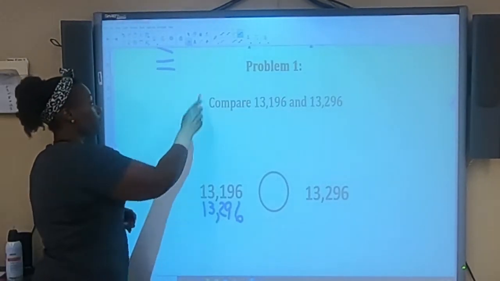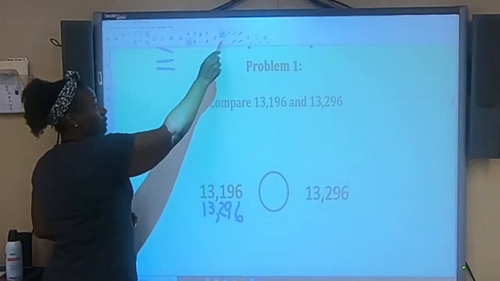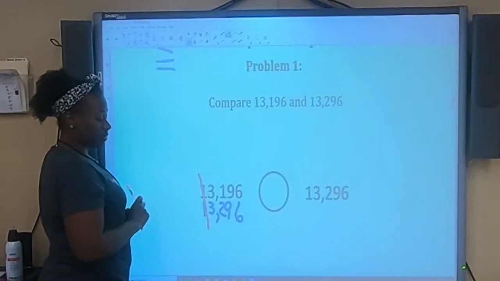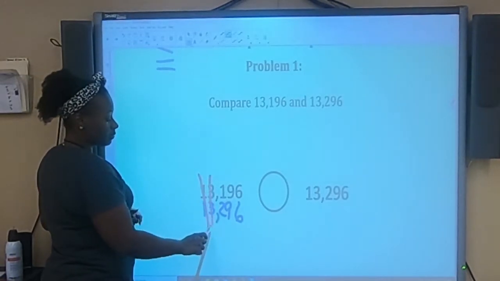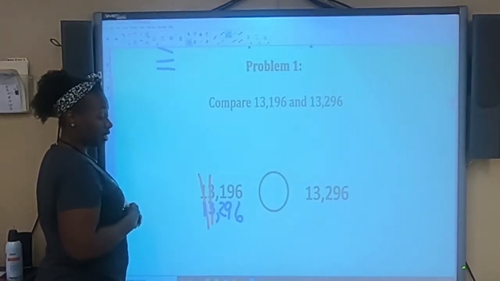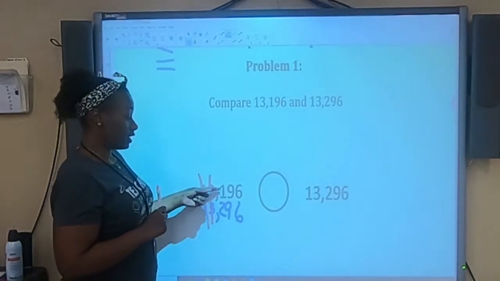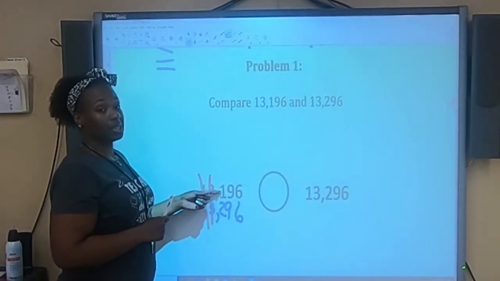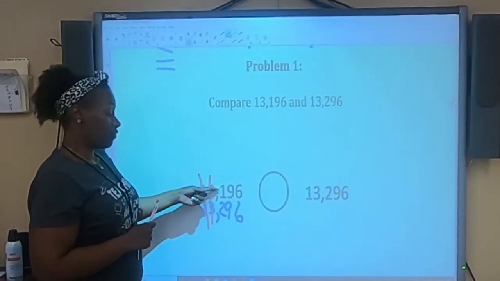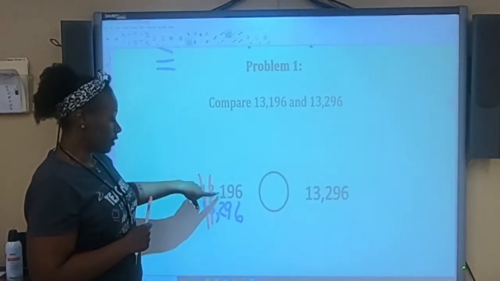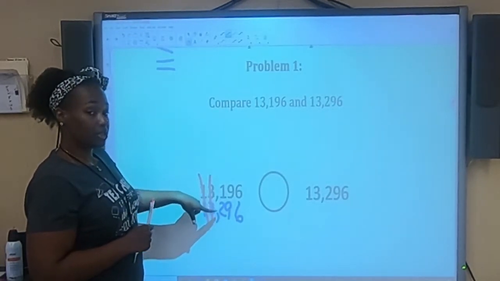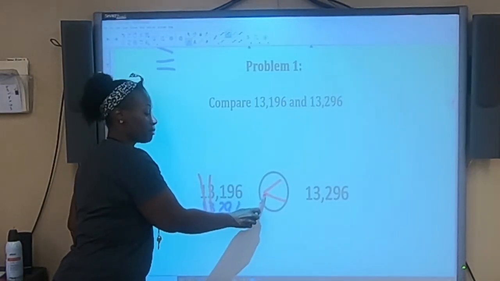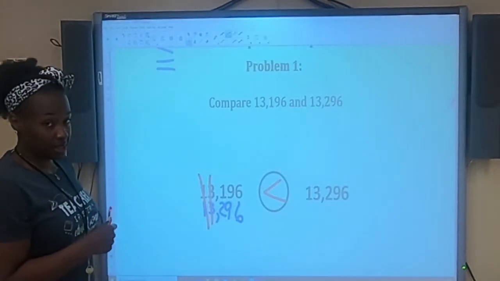So looking at our numbers, we see that 1 in the 10,000s place is the same, so it doesn't help us. 3 in the thousands place is the same, so it doesn't help us. The hundreds place has different digits, so that's what's going to help me. I'm going to start with the digit that's on the top, and I read from top to bottom. I know that 1 is less than 2. So that tells me what symbol to use. And remember, that small side has to be first if I need less than.